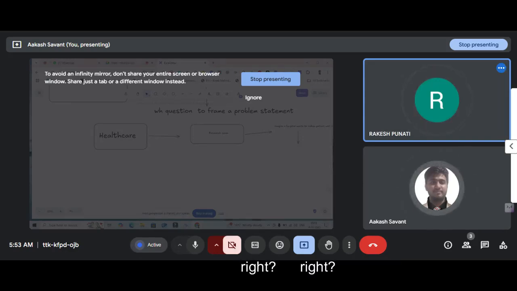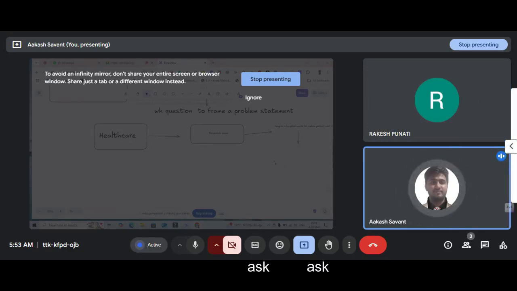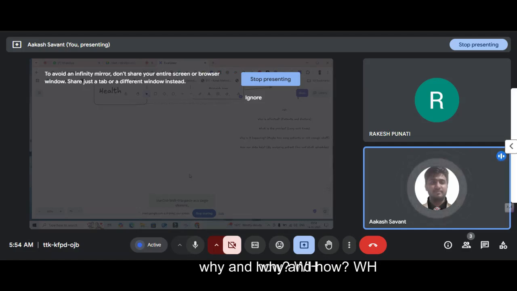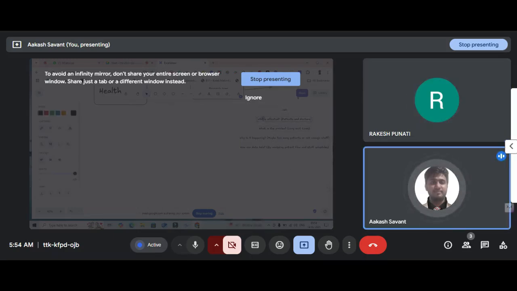If I am a data analyst expert in this particular field, I will ask this kind of questions: who is affected, what is the problem, why is it happening, and how can data help. If I ask these, we can frame a problem statement. Who is affected? Patients and doctors. What is the problem? Long wait time. Why is it happening?